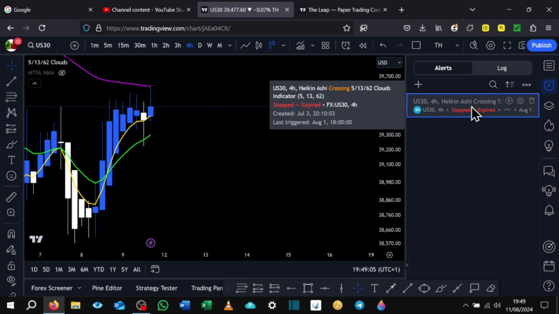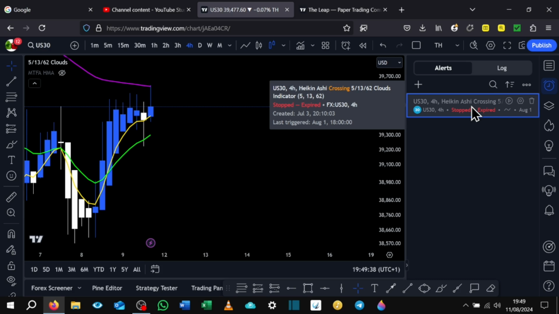As you can see here, it says stopped, expired, and it said it was triggered on August 1st. So I think you only get a month of the alert, even though I've set the alert to never expire. Like, it will constantly go off when it meets the correct criteria. However, because I'm on the free plan, it does expire. So it's just TradingView's clever way of trying to get you to basically go for a paid plan.